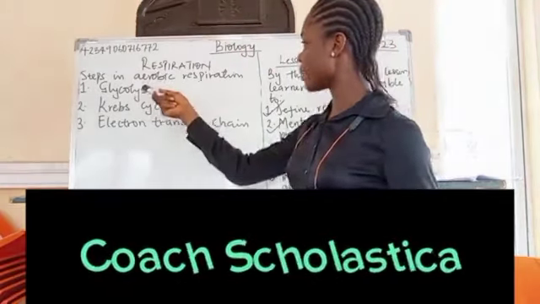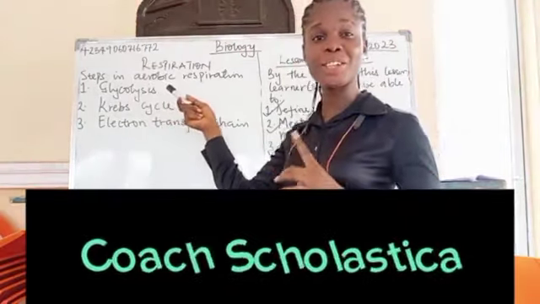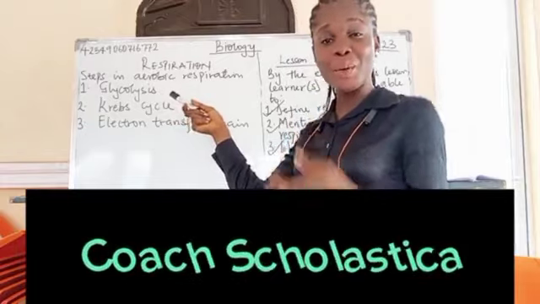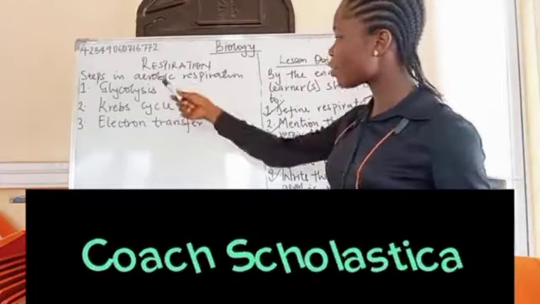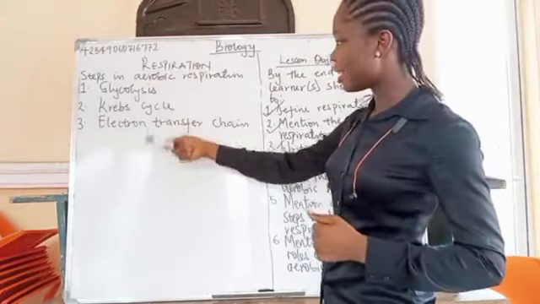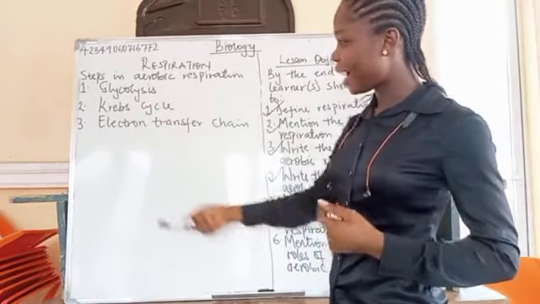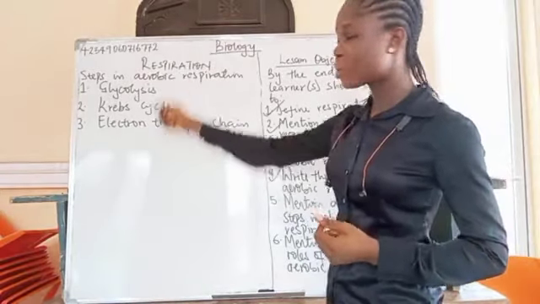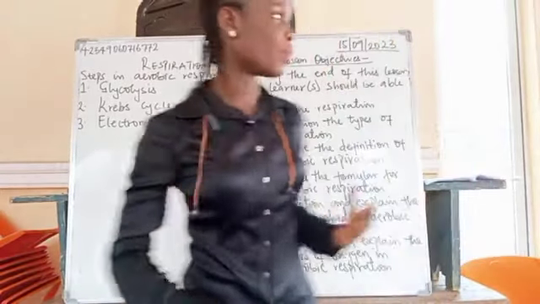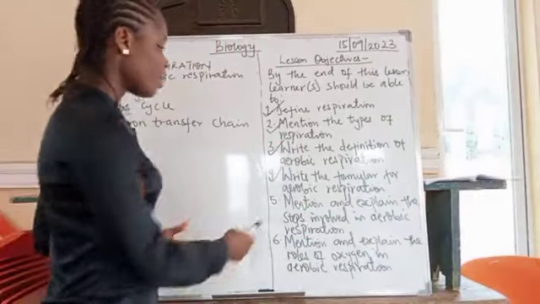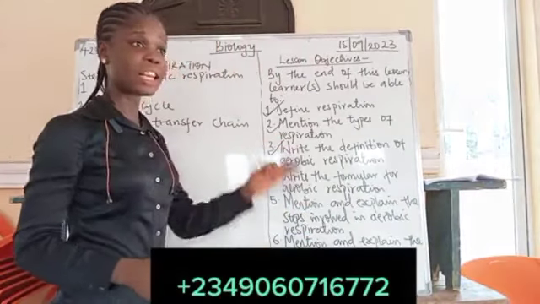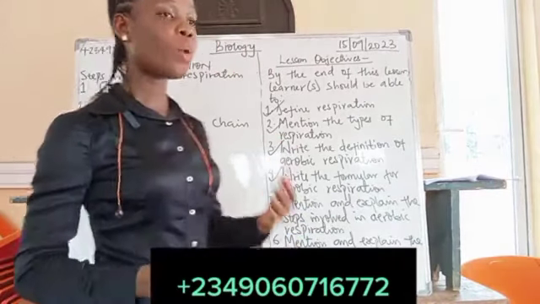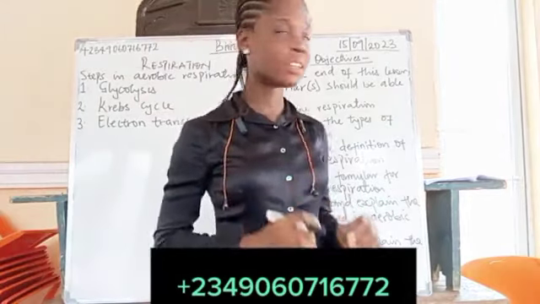So these are the 3 steps that are involved in aerobic respiration. Remember that aerobic respiration requires oxygen to take place. We have the first one, glycolysis, followed by Krebs cycle, and lastly, the electron transfer chain. So by now, you should be able to mention the steps that are involved in aerobic respiration. And we go over to explaining these steps.